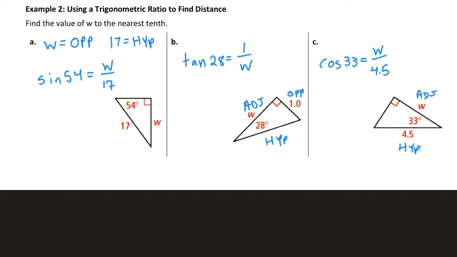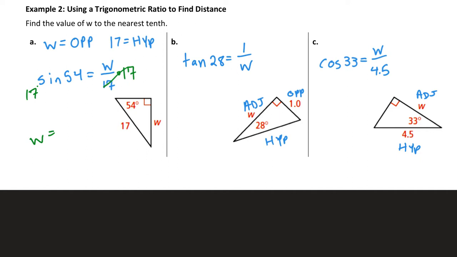I'm going to solve this, and I'll use a different color. I'm going to multiply both sides by 17. So I want to explain how to do this in your calculator. In your calculator, you're going to find the sine of 54, and you want to make sure that your calculator is in what's called degree mode. Usually there's a D or an R at the top, and you want to make sure that mode says D or DEG.